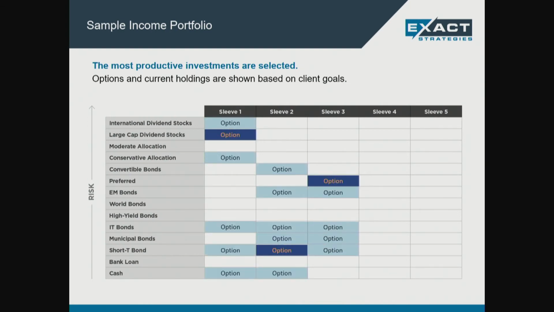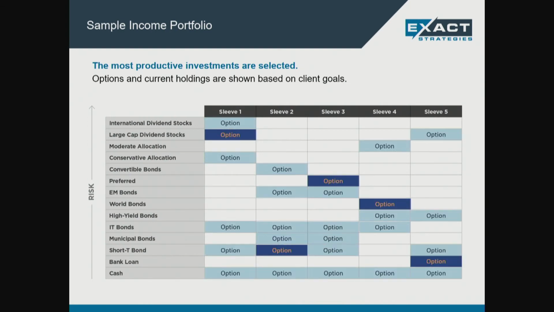If you think about, say, an income portfolio, on the left-hand side of our screen, think of cash as the least risky option, all the way up to international dividend stocks in this portfolio as a sample as the most risky option. And then think of each piece of a portfolio as having kind of an aggressive, a middle ground, a defensive, and a cash option.